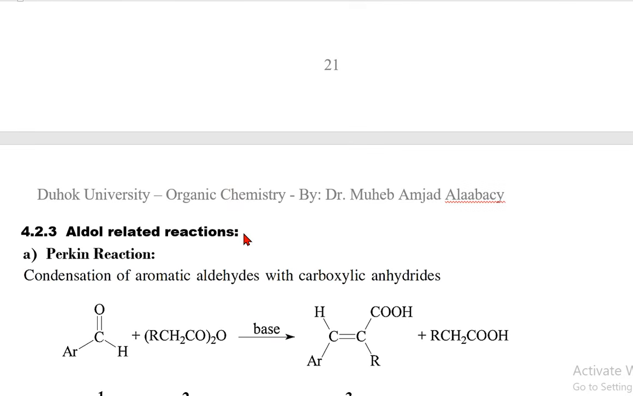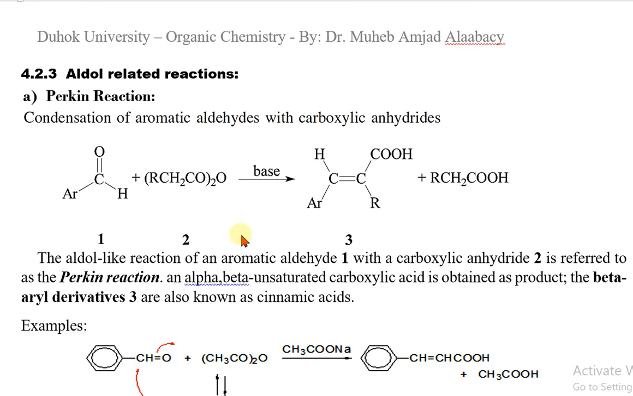So the second type of reaction related to aldol reactions is the Perkin reaction. Perkin reaction: condensation of an aromatic aldehyde with a carboxylic anhydride. So we have a carboxylic anhydride, and it will be condensed with an aromatic aldehyde to give an alpha, beta-unsaturated carboxylic acid.